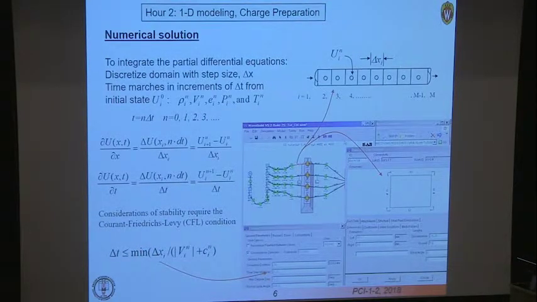Just a little bit about the numerical solution method. So here's that duct that we said we broke up into little lengths of dx.